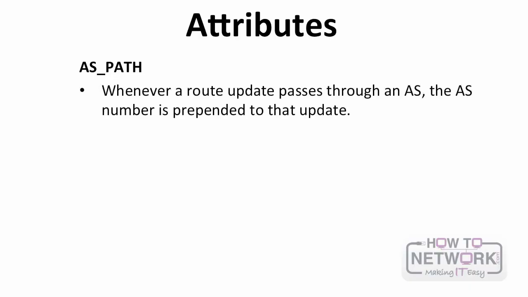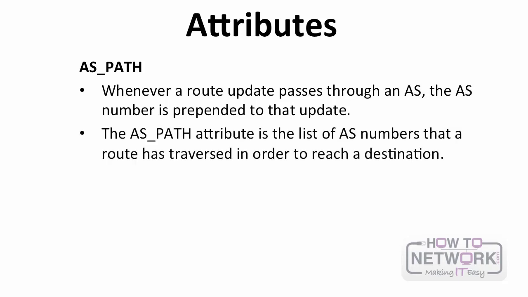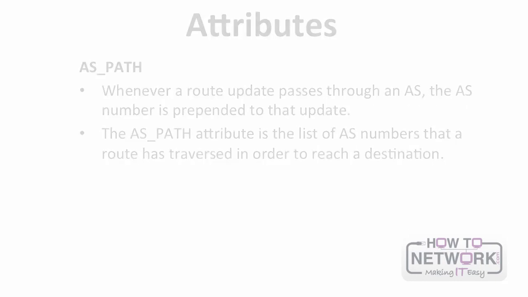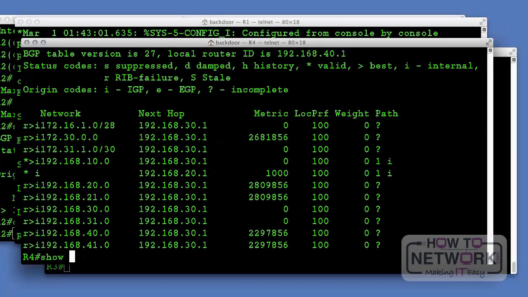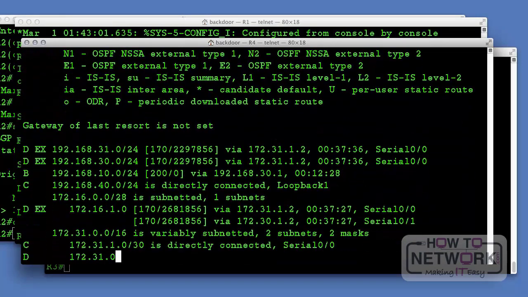Finally, let's talk about AS path. So whenever a route passes through an AS, the AS number is prepended to that update. So with really long routes, let's say you're routing from US to Australia, you're going to see a longer AS path for the most part. You'll see more ASs in the AS path.